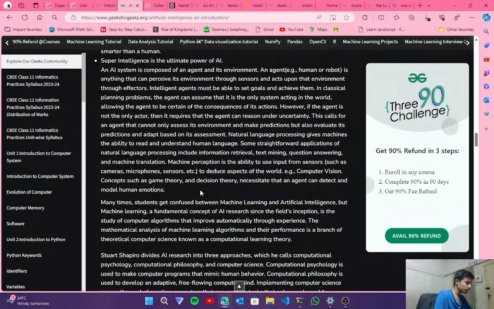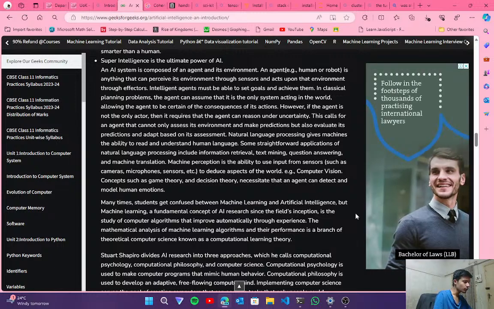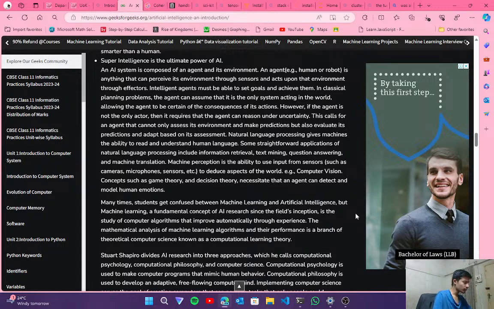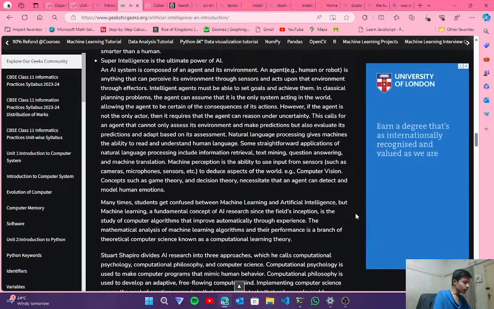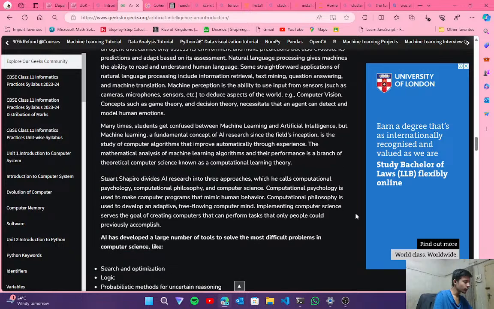Many times students get confused between machine learning and AI, but machine learning, a fundamental concept of AI research since the field's inception, is the study of computer algorithms that improve automatically through experience. The mathematical analysis of machine learning algorithms and their performance is a branch of theoretical computer science known as computational learning theory.